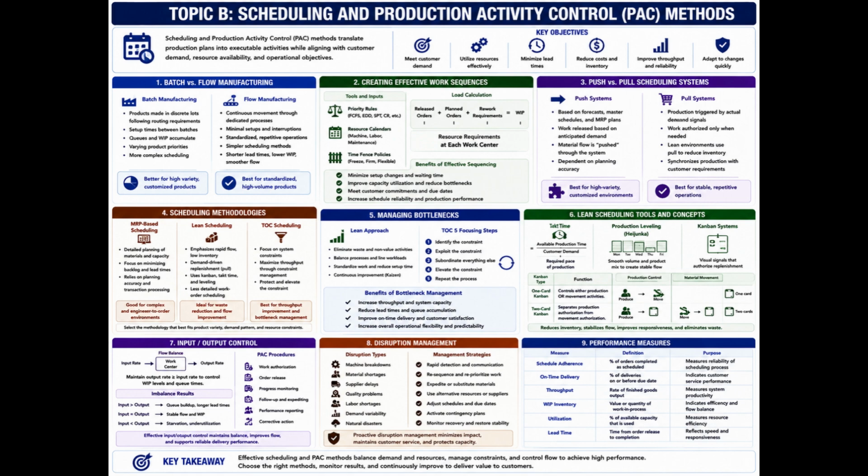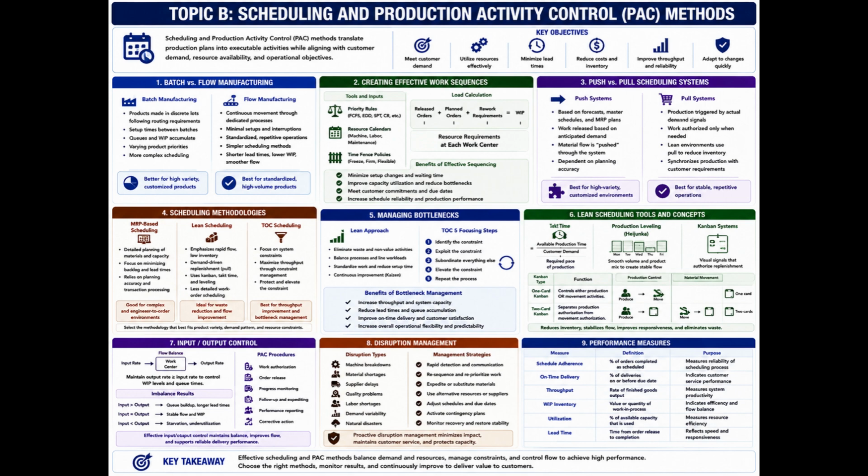TOC scheduling follows a structured process of identifying the constraint, exploiting it to maximize throughput, subordinating other resources to support it, elevating the constraint's capacity, and repeating the cycle when a new constraint emerges. Effective bottleneck management improves throughput, shortens lead times, reduces queue accumulation, and enhances overall system performance. Organizations that proactively manage constraints gain greater operational flexibility and more predictable production outcomes.